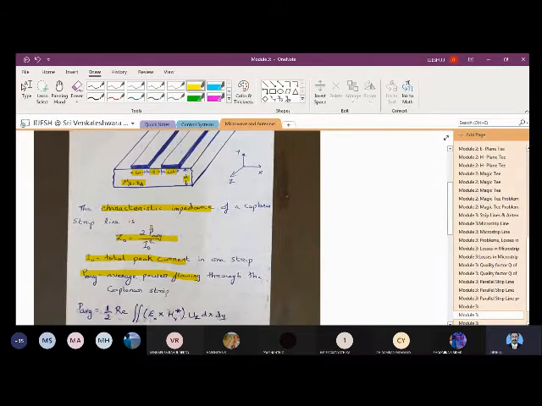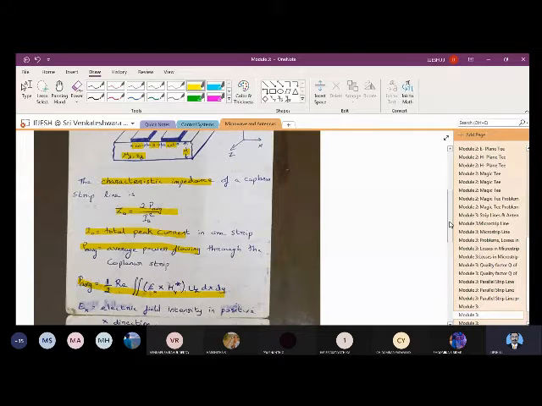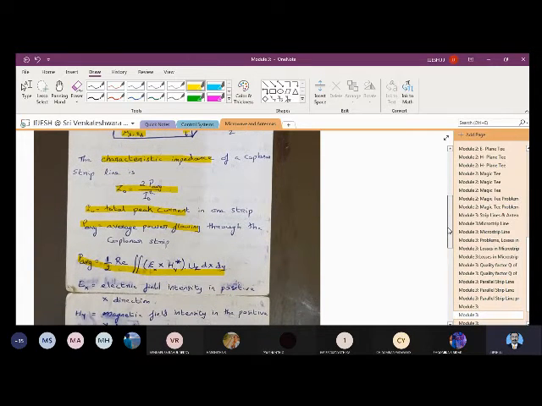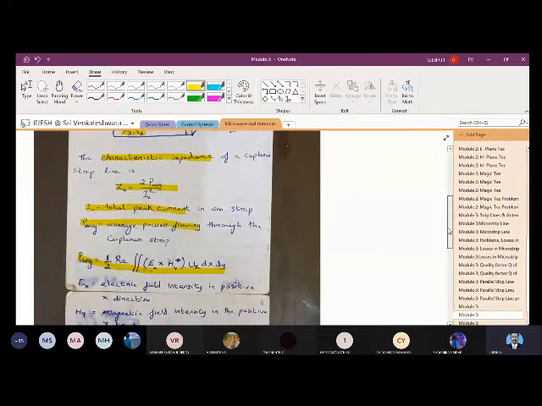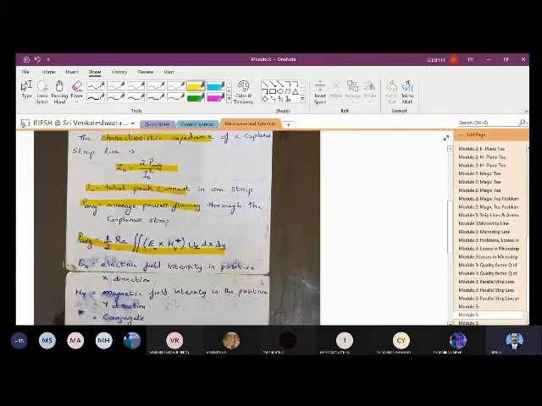For P average, we have a separate equation which is defined like this: 1 by 2 real part of the integration of Ex cross Hy conjugate uz dx dy. Ex is the electric field intensity in the positive x direction, and Hy is the magnetic field intensity in the positive y direction. The star mark indicates the conjugate. So you can just note down these things.